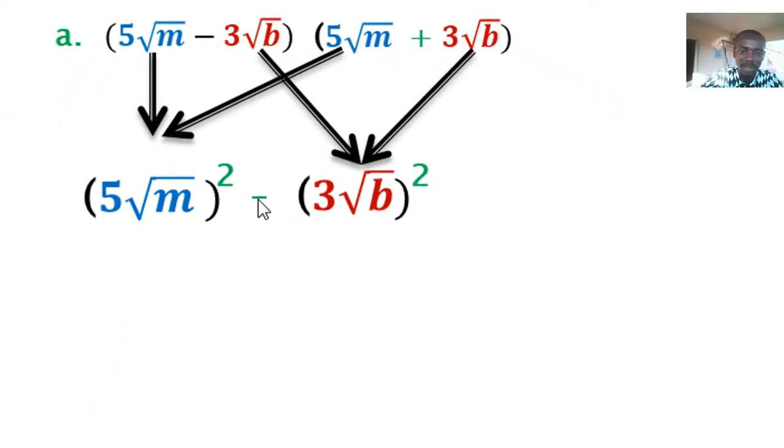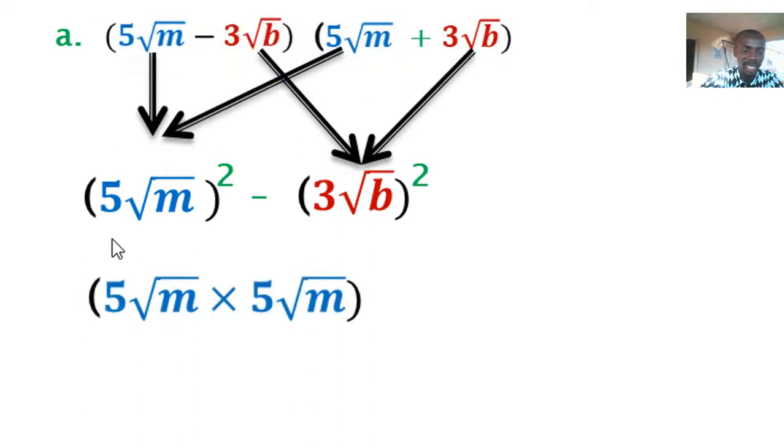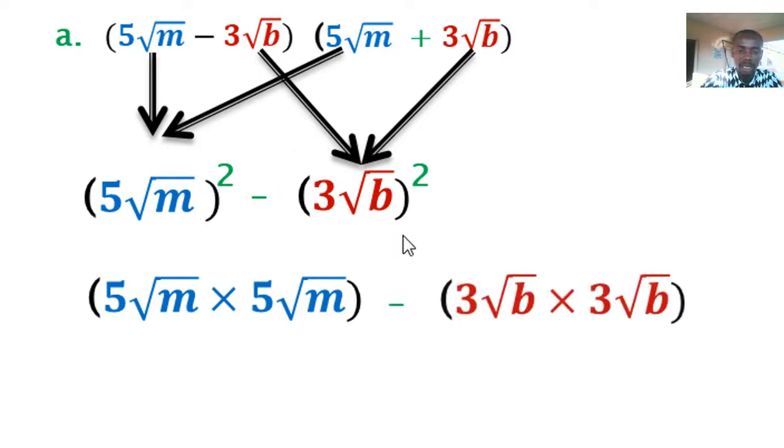With what I have here now, I can easily simplify this, then subtract 3 root p squared, and that will give me exactly what I have here. That is how we simplify the product of conjugates. So now I have 5 root m multiplied by 5 root m, then minus, I also have 3 root p multiplied by 3 root p. So 5 multiplied by 5 is 25, then root m multiplied by root m is m. So that gives 25m.